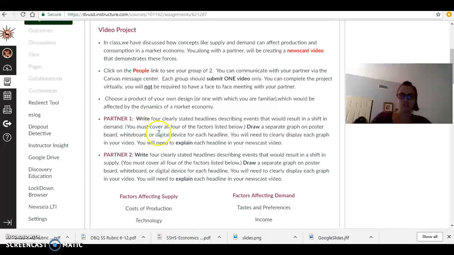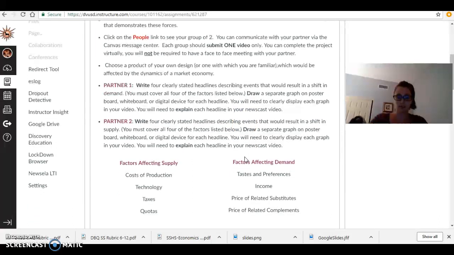Your job is to write 4 clearly stated headlines describing events that will result in a shift in demand. So you must cover all 4 of the factors listed below, which I'll talk about here in a second. You'll need to draw a separate graph on poster board, whiteboard, or a digital device for each headline. I'll show you an example as well so that you can understand what I mean by that. You will need to clearly display each graph in your video. You'll need to explain each headline in your newscast video.